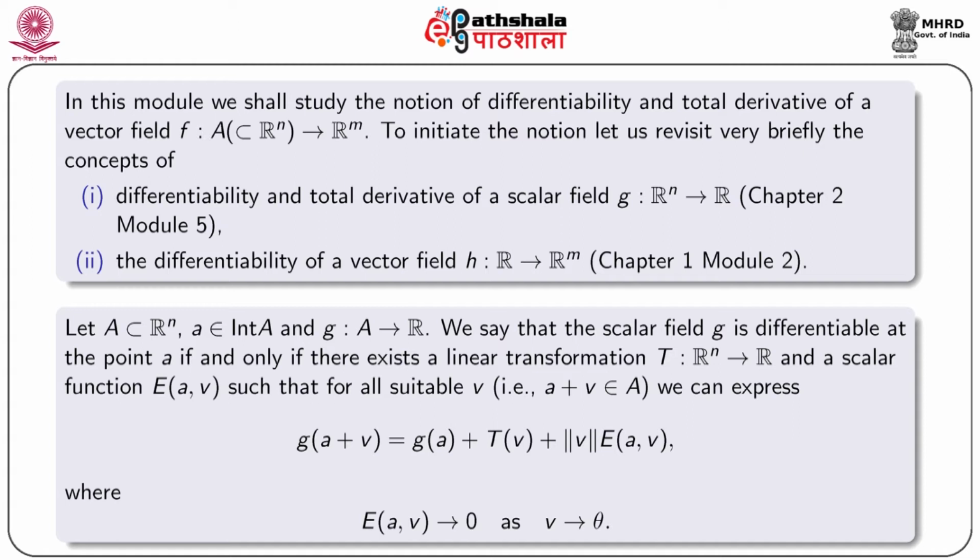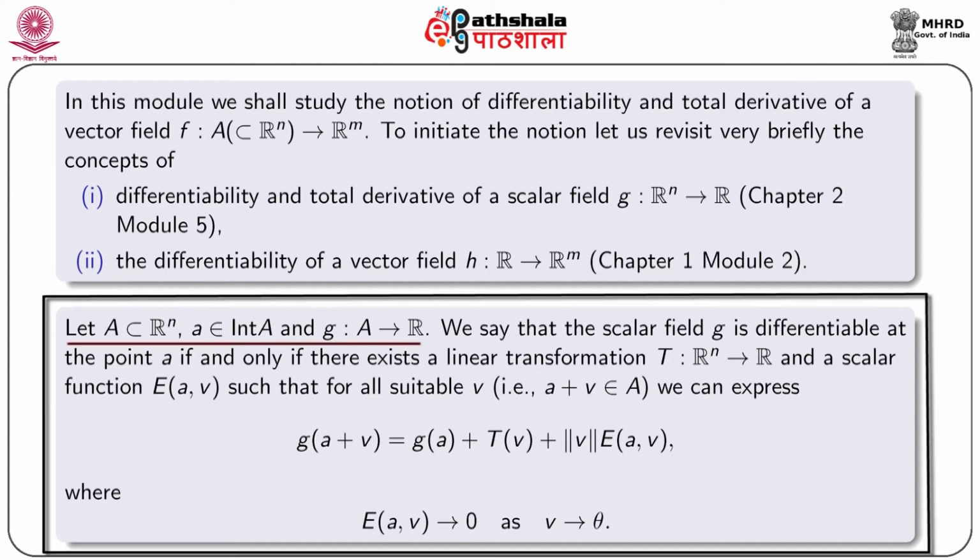Now, we start recalling the old notions. First one: let A be a subset of R^n, a an interior point of the set A, and g a map from A to R. So, g is a scalar field defined on the set A. We say g is differentiable at the point a if and only if there exists a linear transformation T from R^n to R and a scalar function E_a(v) such that for every suitable v we can express g(a+v) = g(a) + T(v) + ||v|| E_a(v), where E_a(v) tends to 0 as v tends to the 0 vector. By suitable v, we mean that g(a+v) should be defined, that is a+v must be in the domain of g, the set A. So, if we look at the expression, we are approximating the change of g, that is g(a+v) minus g(a).